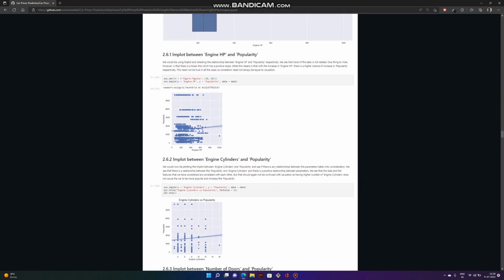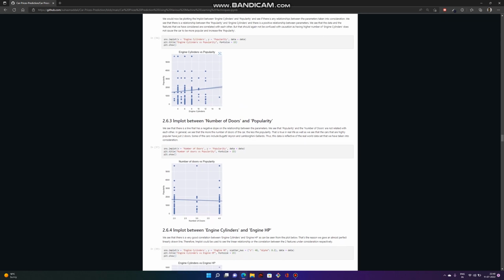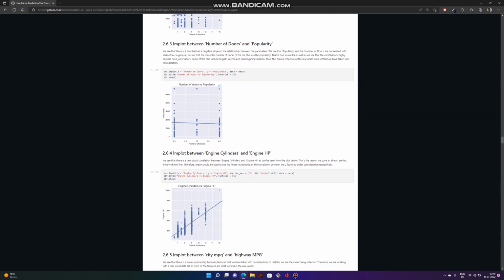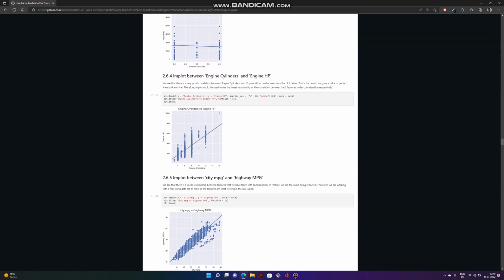Similarly, we take a look at popularity and engine horsepower. Generally, we assume that if a car has higher horsepower, it is popular, but it might not always be true, as we have seen that Ford cars usually have the highest popularity compared to Bugatti or many other top brands, right? Therefore, we do not find any linear relationship, and there is no correlation between engine horsepower and popularity. Similarly, engine cylinders and popularity also do not seem to have a strong relationship.